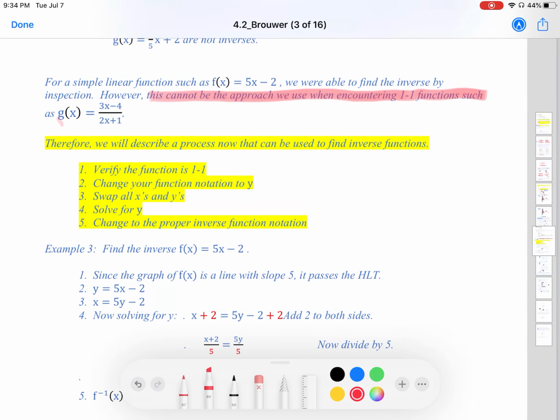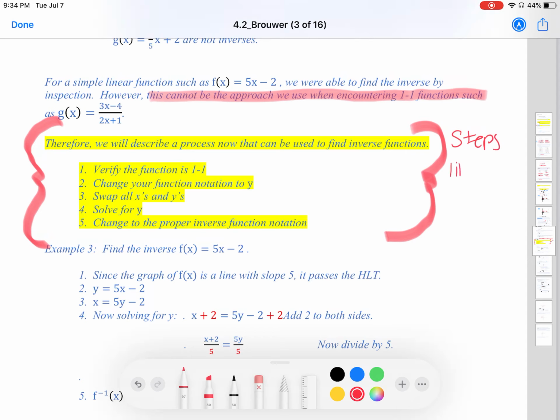So that first one was really nice, right? But if you have something that's not that easy to lay out, we have these steps. So these are your steps to find inverse functions of one-to-one functions.